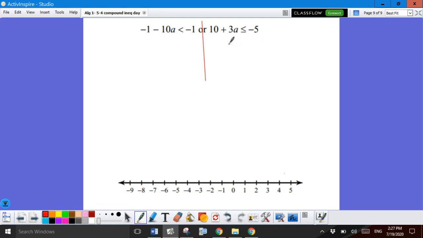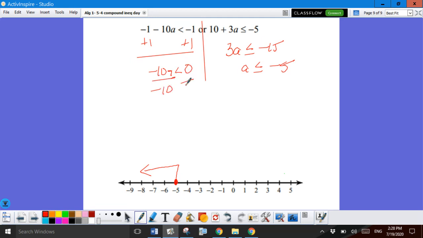All right, let's see how you did. 3a less than or equal to -15, a less than or equal to -5. So -5, closed circle to the left. And adding 1, -10a less than 0, but dividing by -10, a is going to be greater than 0. So I'm at 0, open circle to the right. So a solution is this direction and this direction.